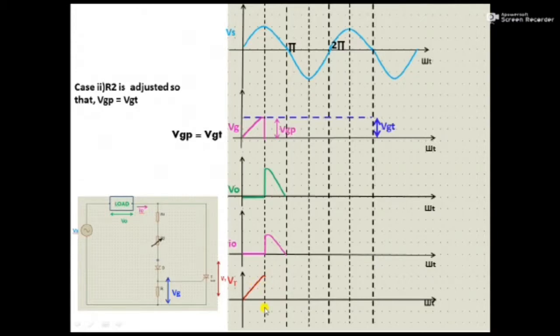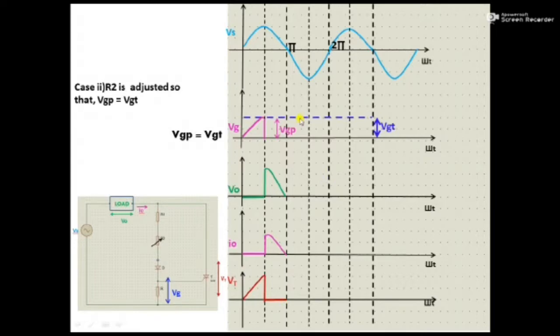At this instant, 90 degrees, since the thyristor is turned on, the voltage across the thyristor will be 0. Why is it 0? Because it is turned on. When it is turned on, it provides a short circuit, and the voltage across a short circuit is 0. So this is what happens in the positive half cycle.